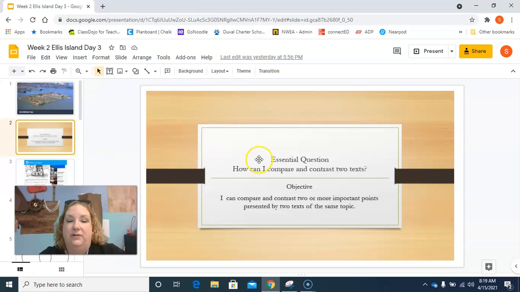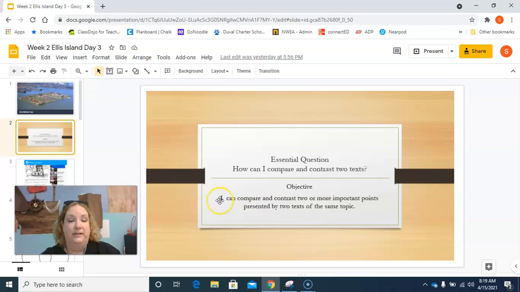Let's take a look at our essential question. How can I compare and contrast two texts? So this is similar to what we're going to be working on Monday. I can compare and contrast two or more important points presented by two texts of the same topic.